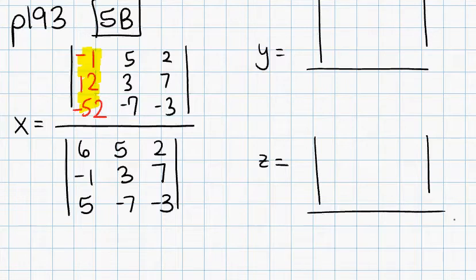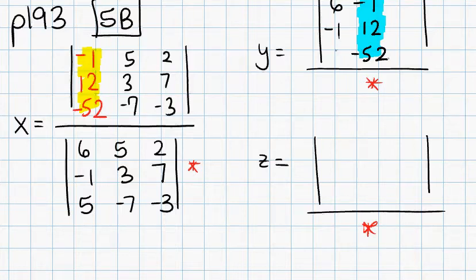Okay, so the two denominators are the same as before. So whatever this is just going to go down here as well, and we'll fill it in a minute. For y, y's column is still the second column. So this column is the column that gets the answers. So this column is now -1, 12, -52. The other columns don't change from what they were before. So the left is still 6, -1, and 5 going down, and the right is still 2, 7, -3.